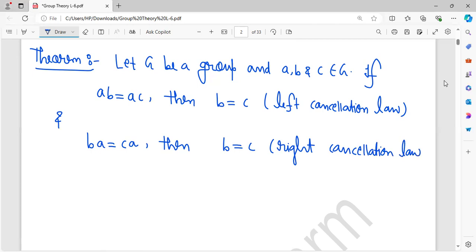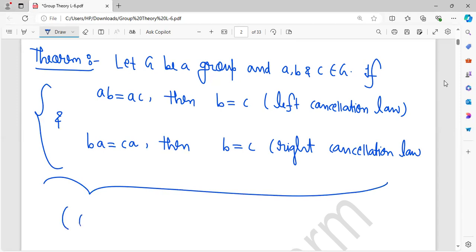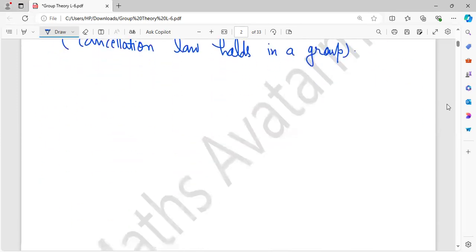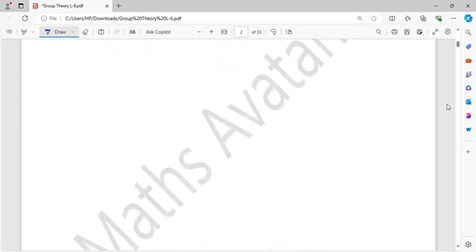So, what is the meaning of these two statements? I am combining these two statements by saying that cancellation law holds in a group. Cancellation law includes both the laws, left and right. So cancellation law holds in a group. So let's see.